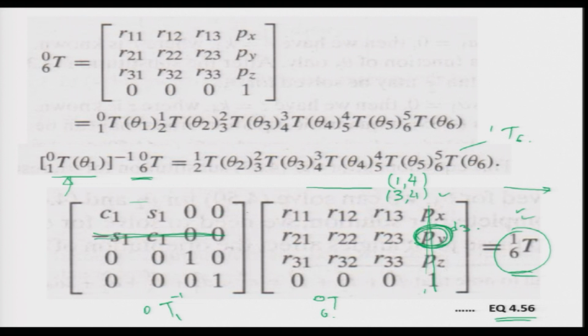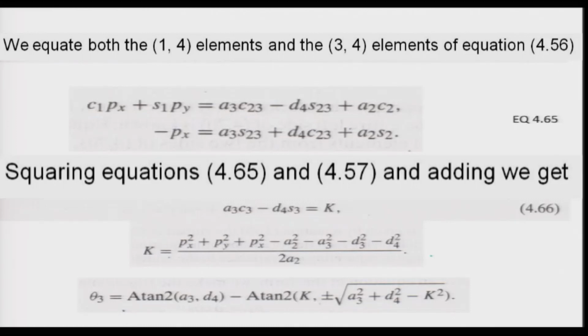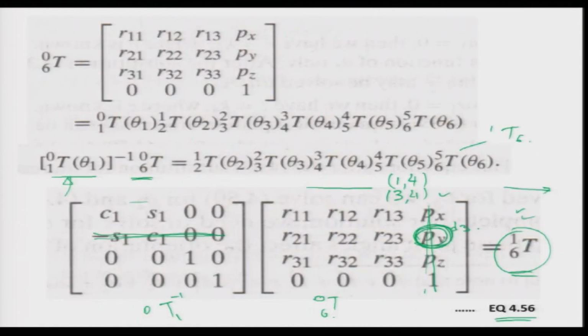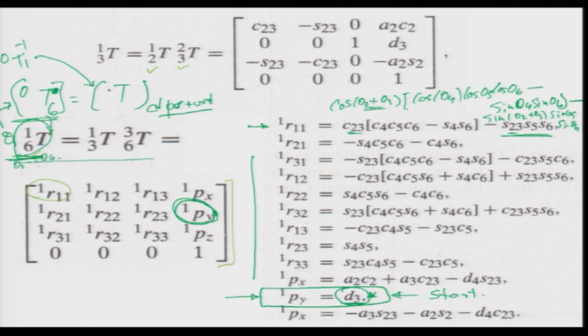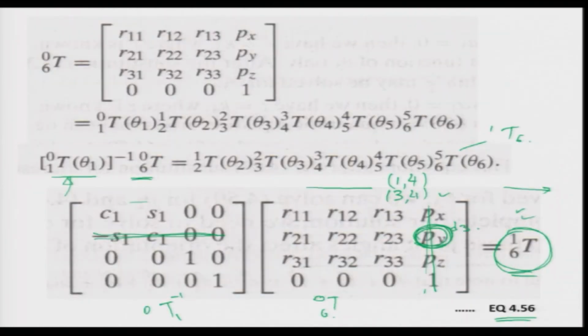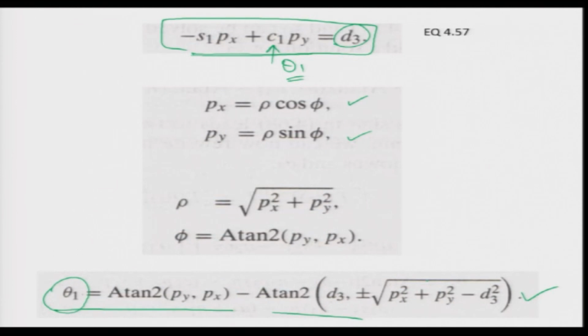So, you can imagine this is C1 Px and S1 Py, so you will be getting this term, and on the right side it is this term. On the right side also it is going to be the 1 4 element of 1 to 6, which is this one. So, the 1 4 element is going to become this one here. Okay. 1 4 element is going to become this one. So, we are going to equate this term with this into that, and what we get is this equation.